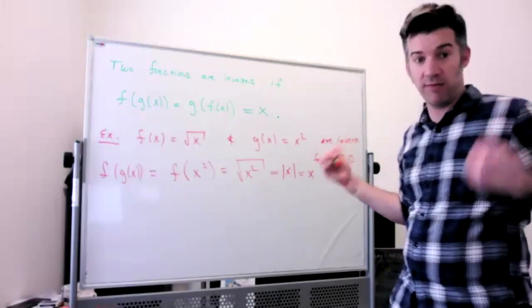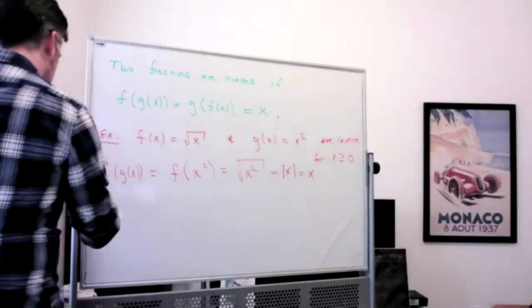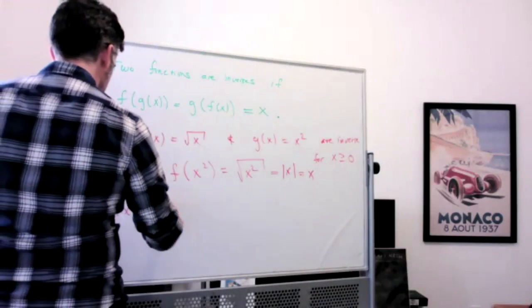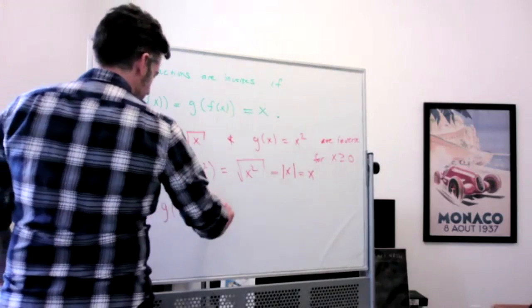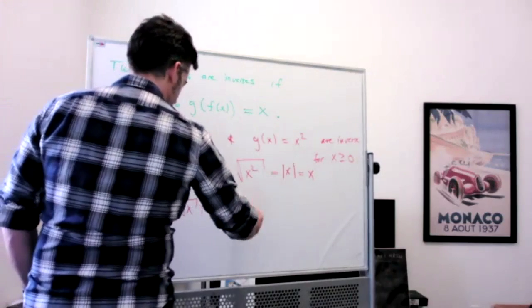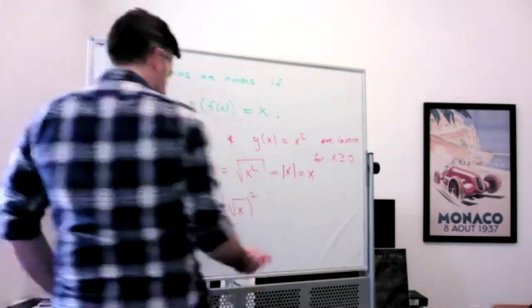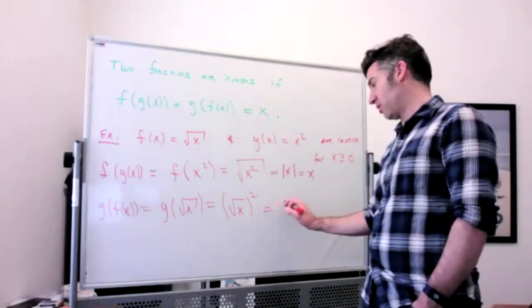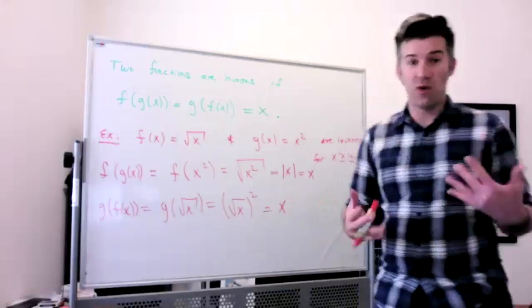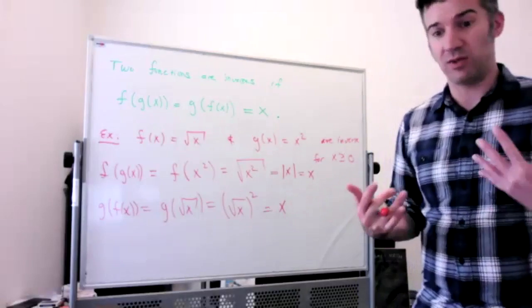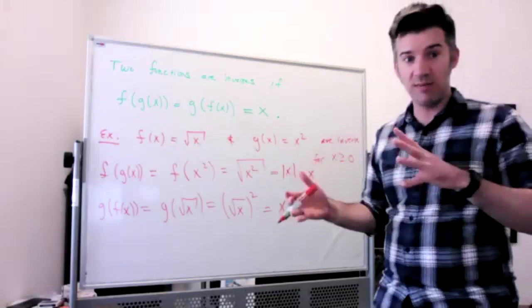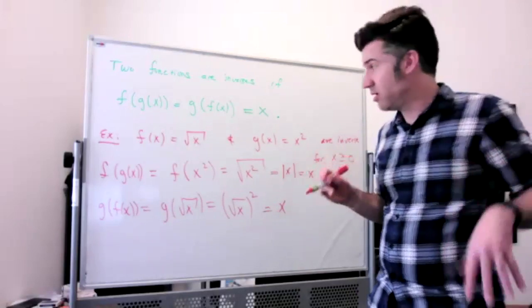You get positive 5. And g of f of x is equal to g of the square root of x, which is equal to the square root of x quantity squared. If you take a number and you square root it and then you square it, you get back the number you started with. The whole idea with inverse functions, and I really want you guys to take this to heart, is that one of them does something and then the other one undoes it, right?